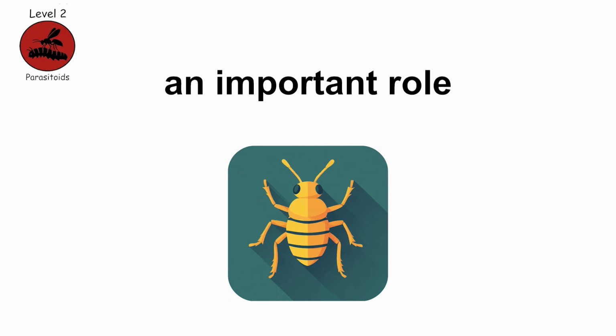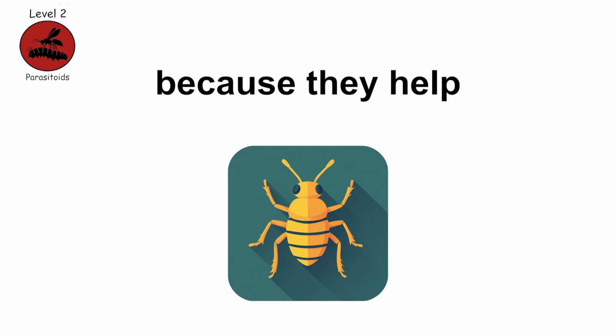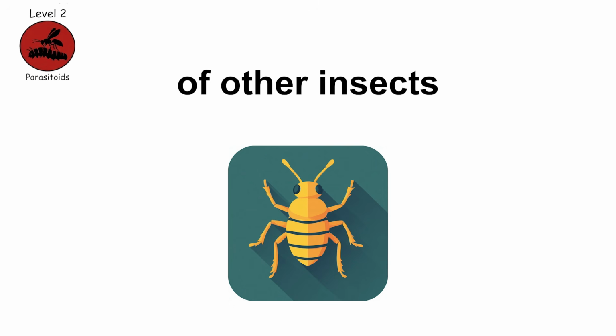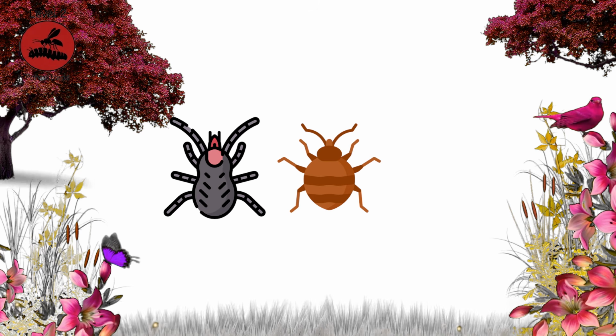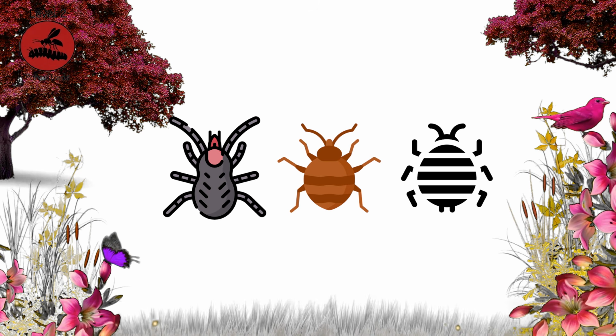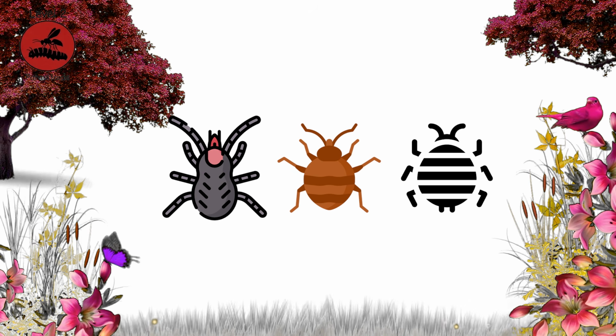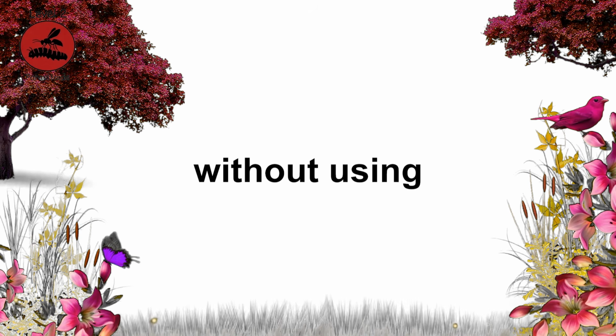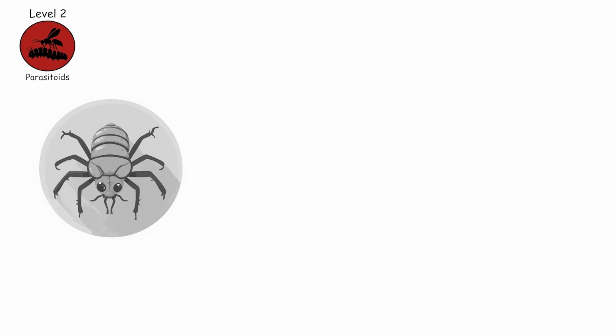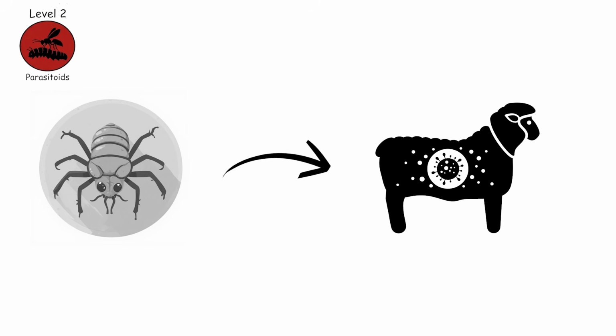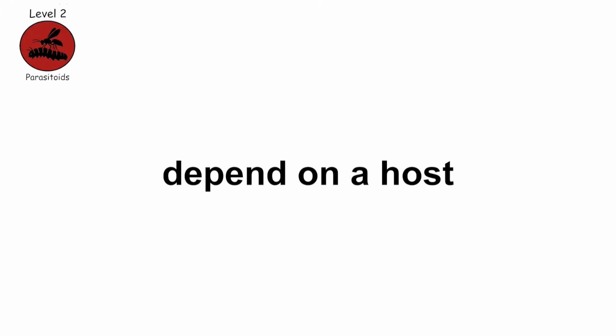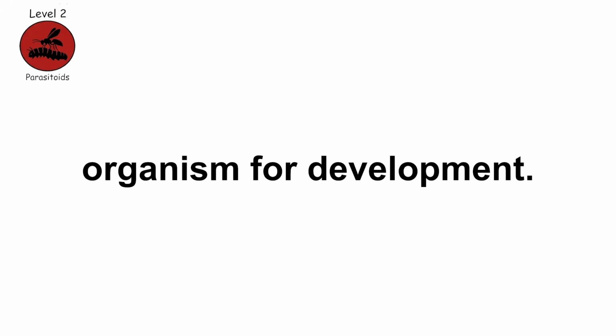Parasitoids play an important role in ecosystems because they help regulate populations of other insects. In agriculture, some parasitoid species are even used as biological pest control agents to manage crop pests without using chemical pesticides. Although parasitoids technically kill their hosts, their strategy still fits within the broader concept of parasitism because their larvae depend on a host organism for development.